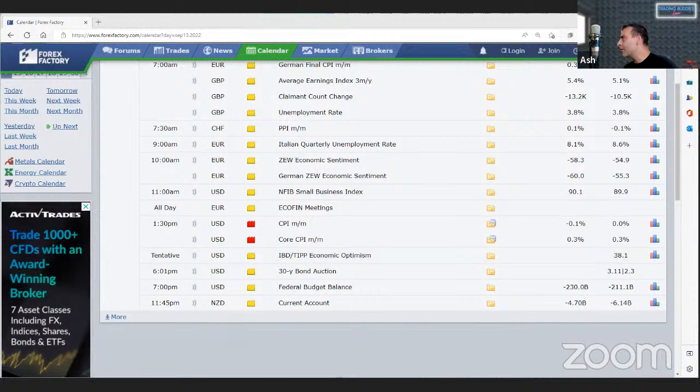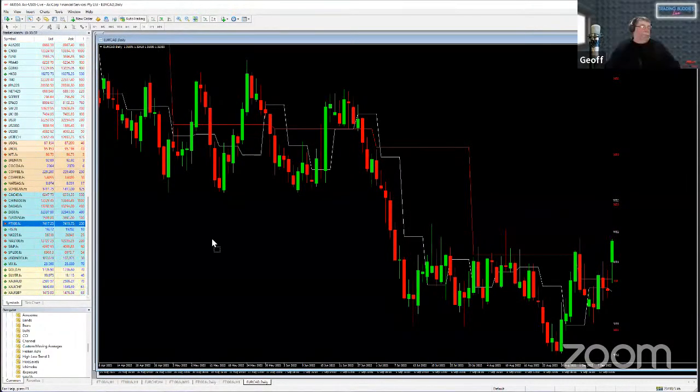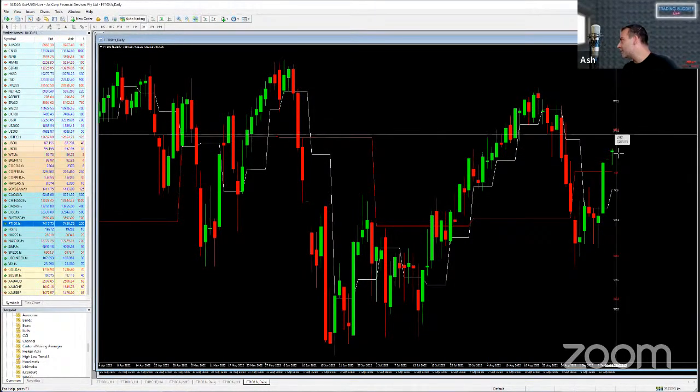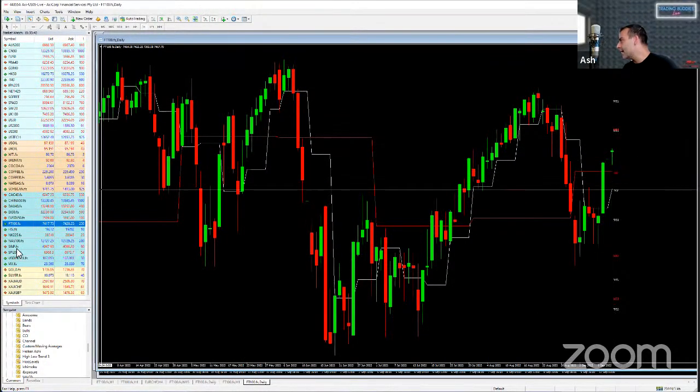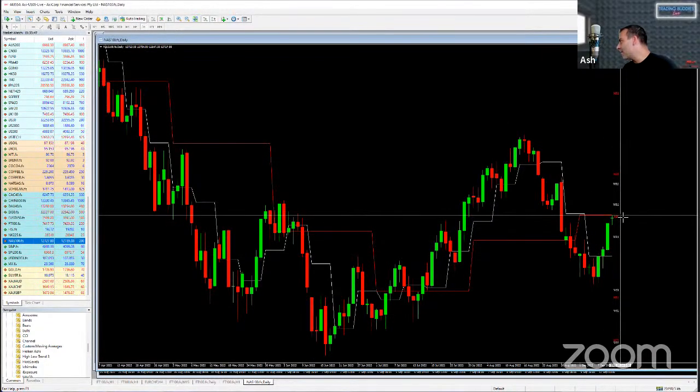I'll briefly cover the equities, because equities had a huge move to the upside towards the end of last week on Friday. Tell me about it. I mean, it's still going. We're still seeing the FTSE 100 push to the upside, and we're seeing the NASDAQ also have a decent push to the upside, right on top of that monthly pivot.